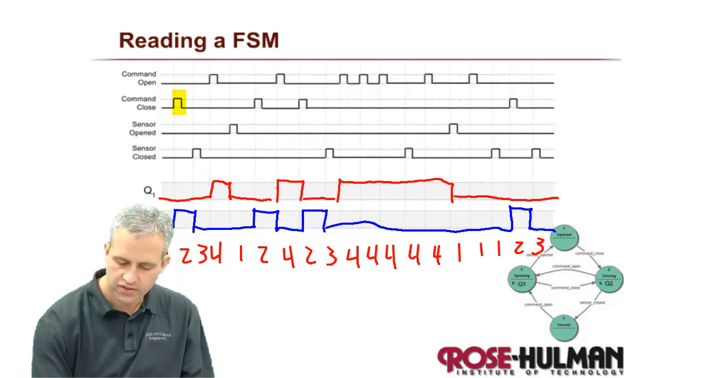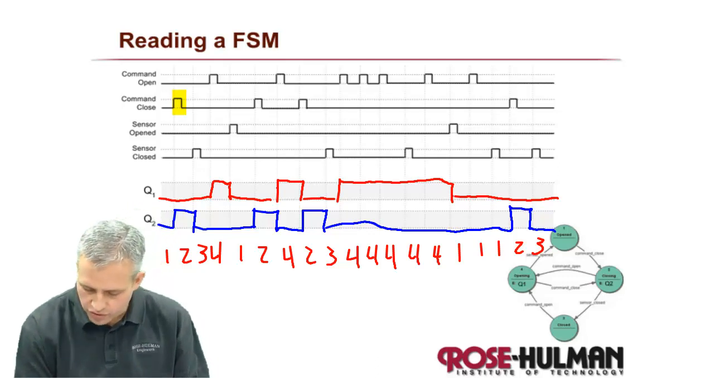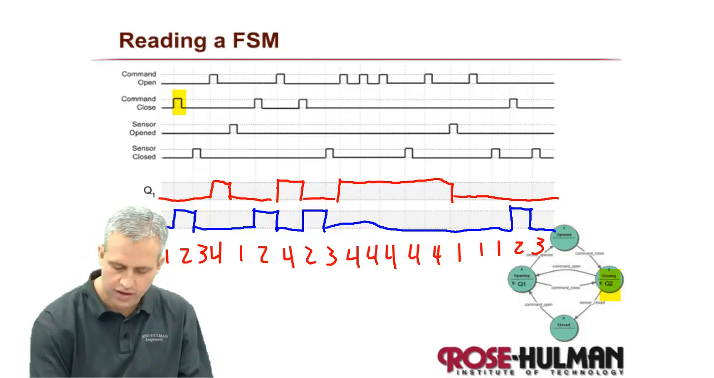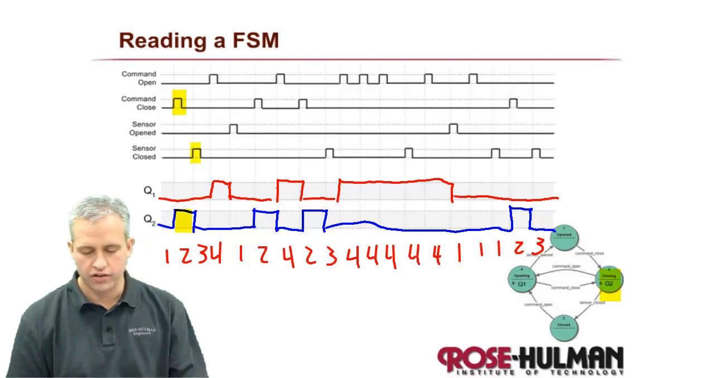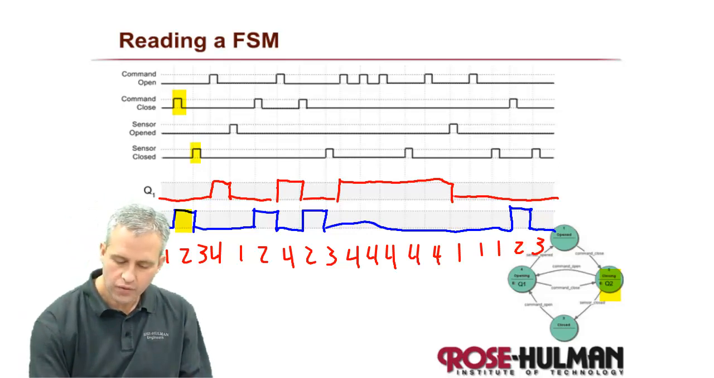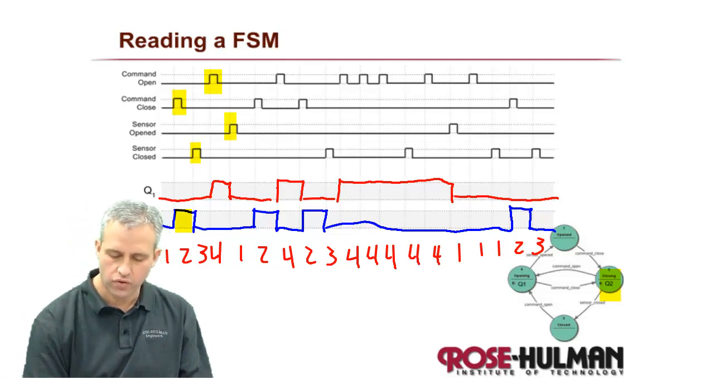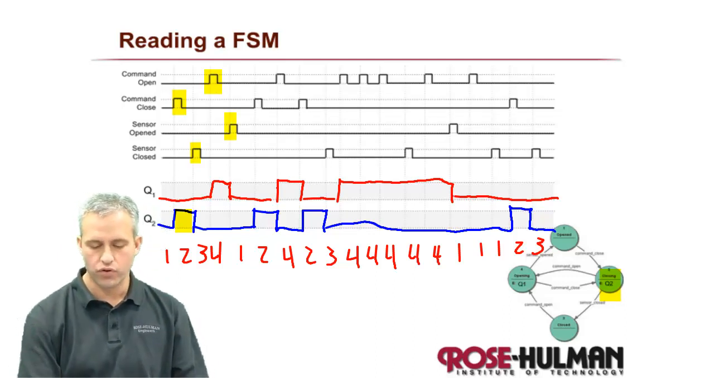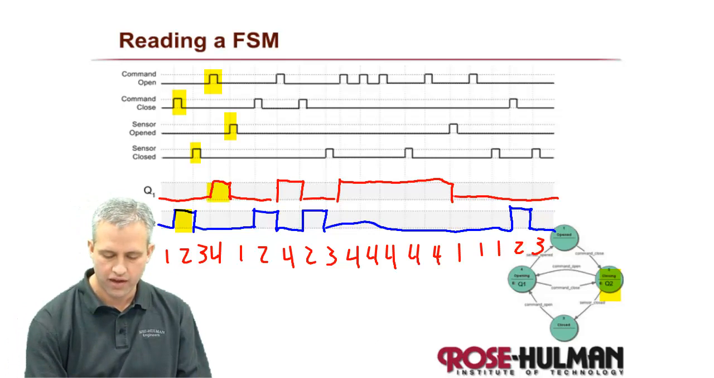So first off, somebody says, hey, close the door. And so no surprise, Q2, which is the door closing, comes on for that interval. And then as soon as the door is shut, it turns off, right? Likewise, if somebody says open the door and then the door opens, you've got the motor that was actually turning it on open for that interval.